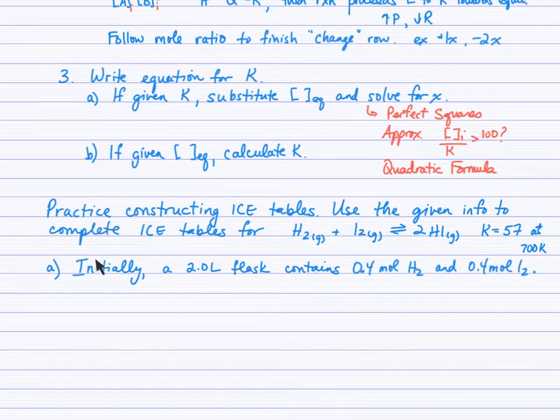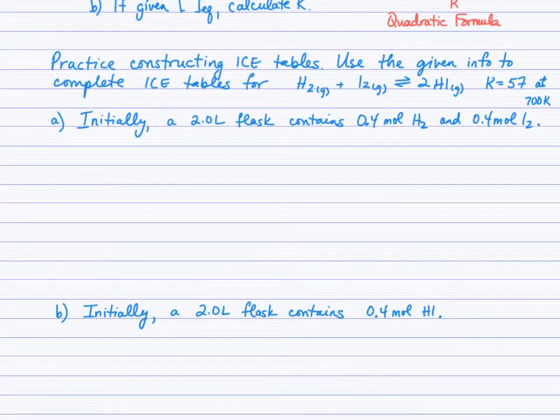So first off, I'm starting with 4 questions here, A, B, C, and D, where I just want you practicing building the ice tables. So use the given information to complete ice tables for this equilibrium system. I'm telling you that K equals 57 at 700 Kelvin, but really what's relevant here is that you have the balanced equation and you take the given information and start constructing your ice table. So begin with your balanced equation and set up your ICE.